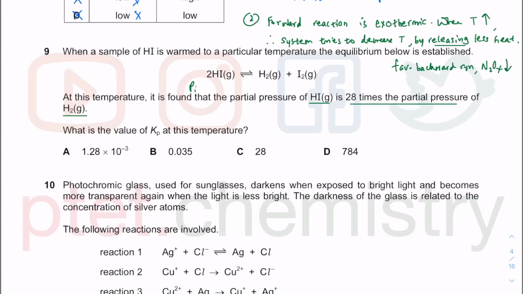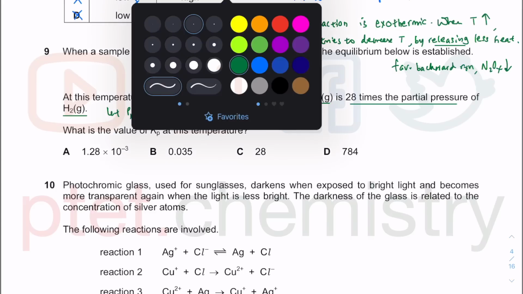So if we let the partial pressure of H2 be X, then this will be 28 times X, because according to this information, not according to the mole ratio, the partial pressure of HI is 28 times the partial pressure of H2, so 28X, not based on the mole ratio. That one will come later on. Now, if you have 1 mole of H2, you'll have 1 mole of I2. If you have partial pressure of H2 being X, you will also have the partial pressure of I2 being X as well.